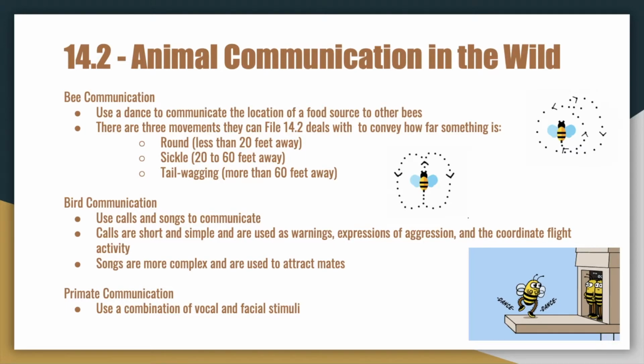Birds use calls and songs to communicate. Calls are short and simple and are used as warnings, expressions of aggression, and to coordinate flight activity. Songs are more complex and are mainly used by male birds to attract mates. Primates use a combination of facial and vocal stimuli. Their communication is the most similar to human language of the 3 animals discussed in the chapter.